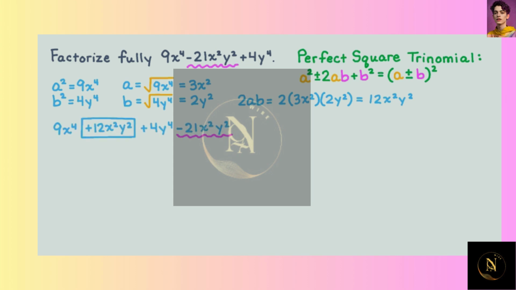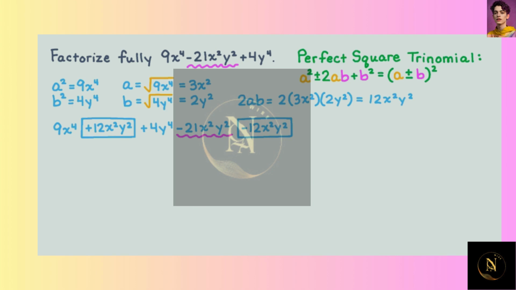In our next step, we will introduce the 2ab term into the original expression, while also moving the negative 21x squared y squared term to the end of the expression. For any term we introduce into the expression, we must add the same term with the opposite sign. This way, we are effectively adding 0, which does not change the polynomial.